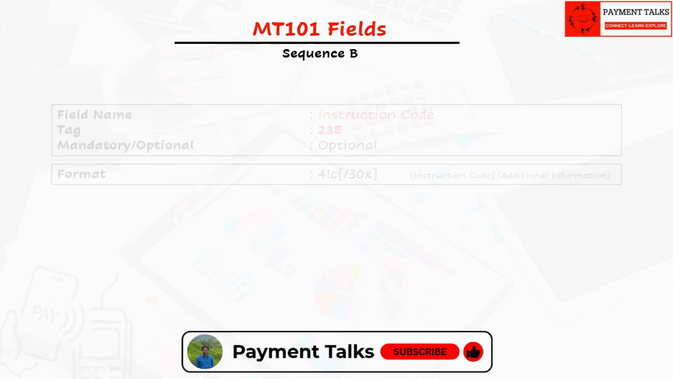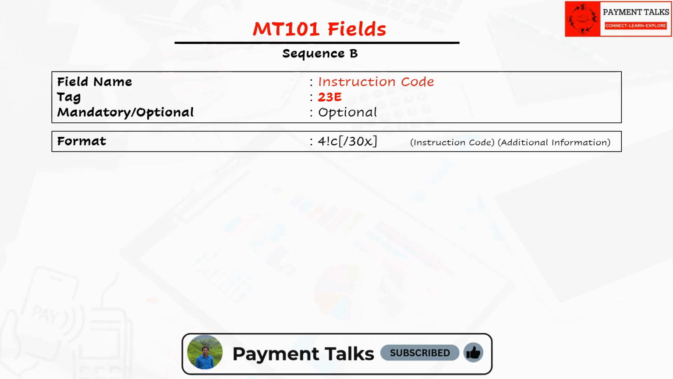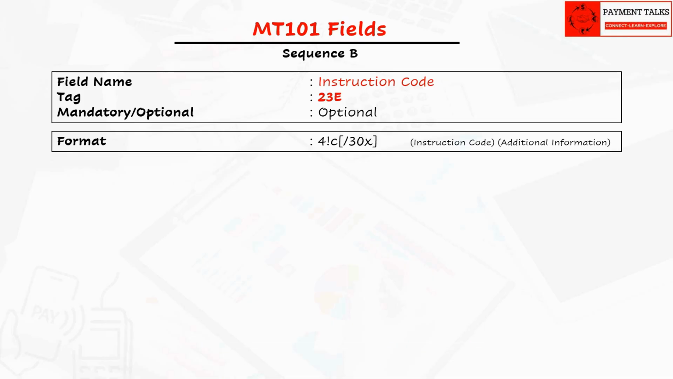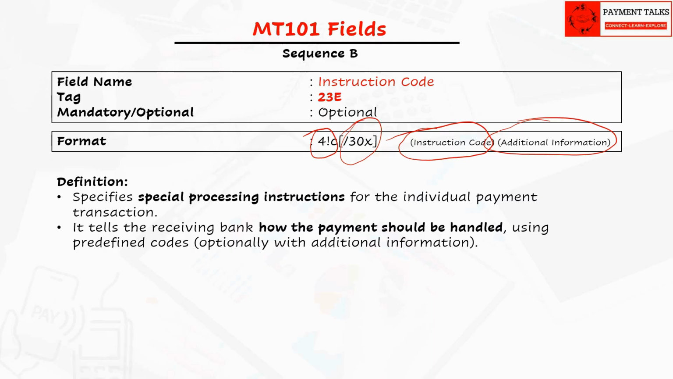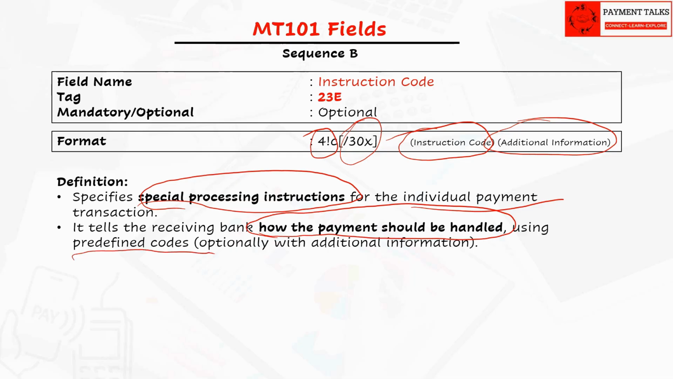The next field is instruction code, tag 23E. This is an optional field. The format is as shown, which contains a mandatory 4-character code and an optional additional information section. At message level, this field is special. This field is a repeating field inside the repeating sequence B. This field specifies special processing instructions for the individual payment transactions. It tells the receiving bank how the payment should be handled using predefined codes, optionally with additional information. For example, urgent payment, sweep the account, equivalent amount, other, etc.